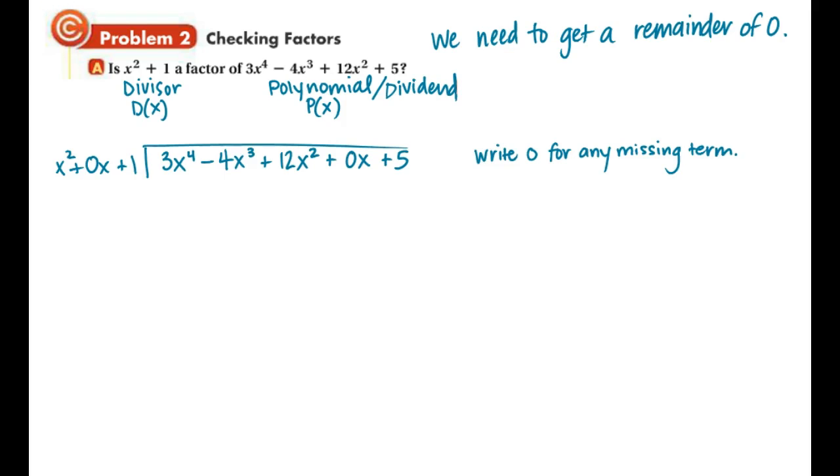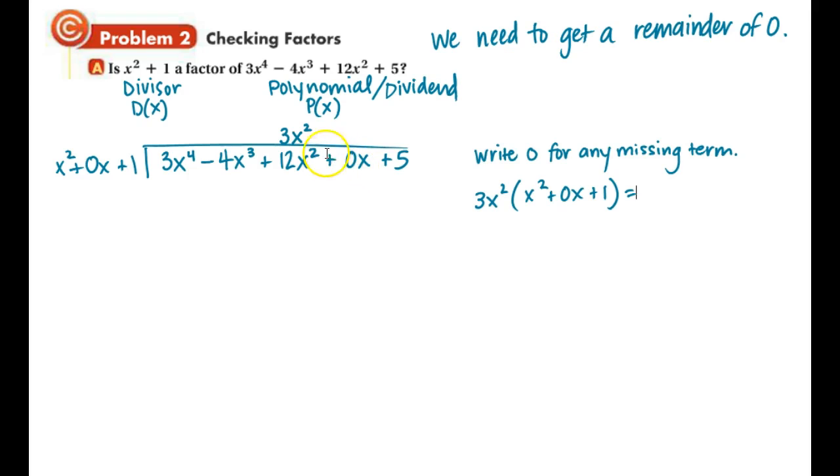We need to figure out if we have a remainder of 0. If that's the case, then x squared plus 1 is a factor. One more thing before we get started, make sure you put 0x in for the missing spaces because both the dividend and the divisor were missing an x term and we have to account for that. So we have zeros in those spots.